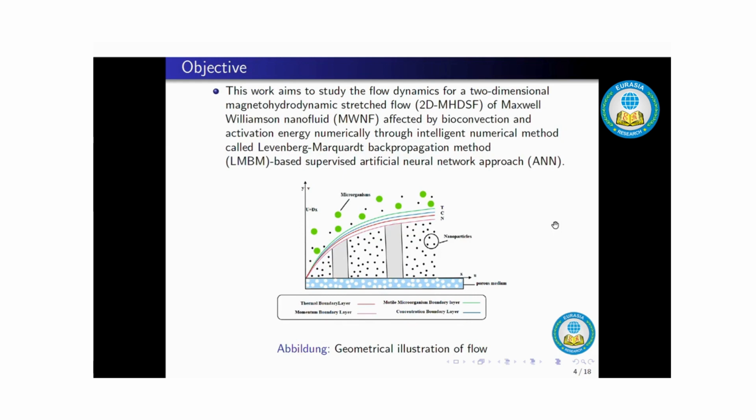This work aims to study the flow dynamics for two-dimensional magnetohydrodynamic stretched flow of Maxwell-Williamson nanofluid affected by biconvection and activation energy, numerically through an intelligent numerical method called the Levenberg-Marquardt backpropagation method. For short, we will call it LMPM. It is based on a supervised artificial neural network approach. Here we have the geometrical illustration of the flow.